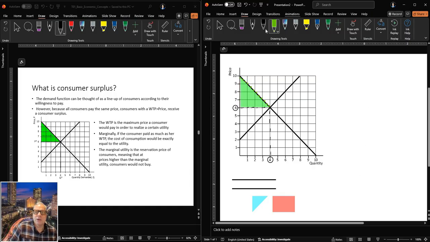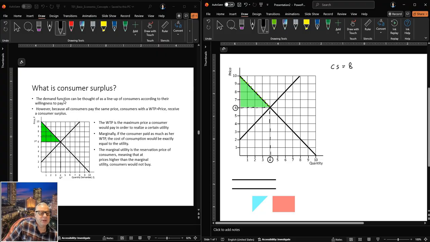So now we can also identify this area. So how big is this area of consumer surplus? In this case, we would say consumer surplus is equal to, it's a triangle, so we do base, that's 1, 2, 3, 4. And the height is 1, 2, 3, 4. So 4 times 4 over 2, that's 8. So consumer surplus is 8.